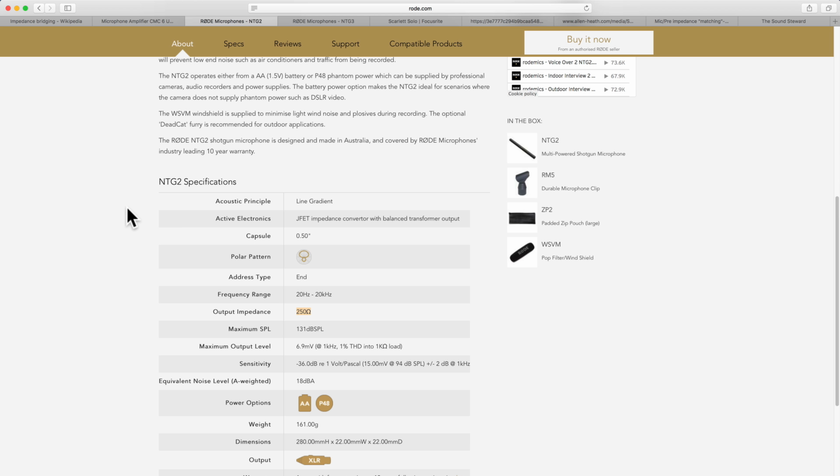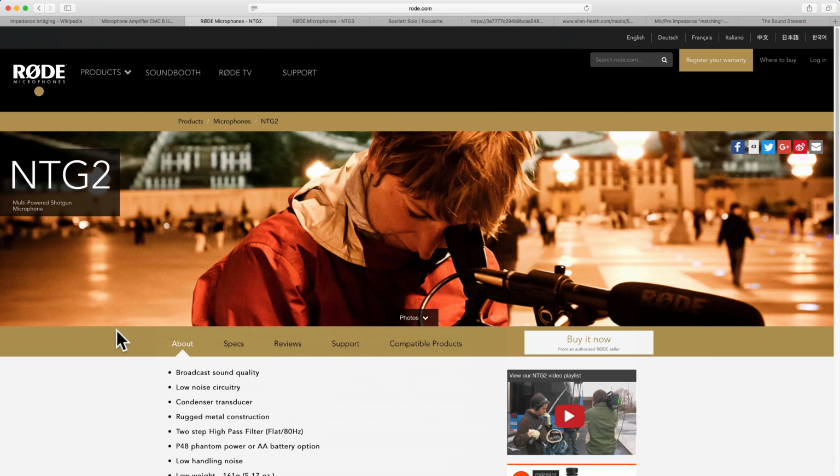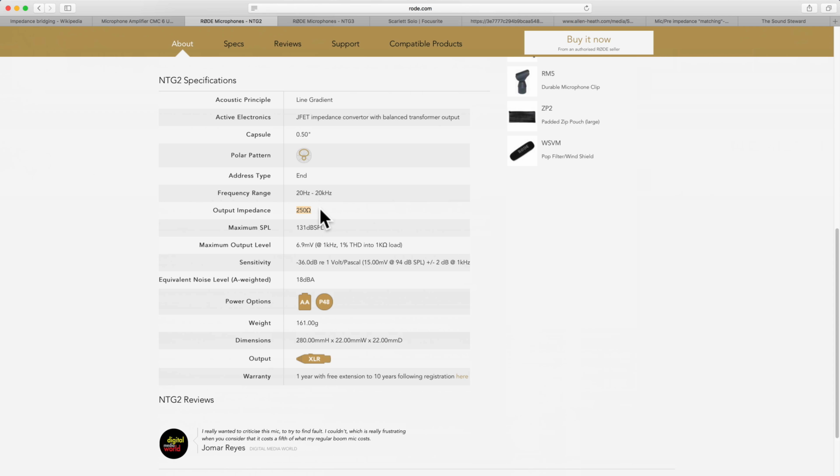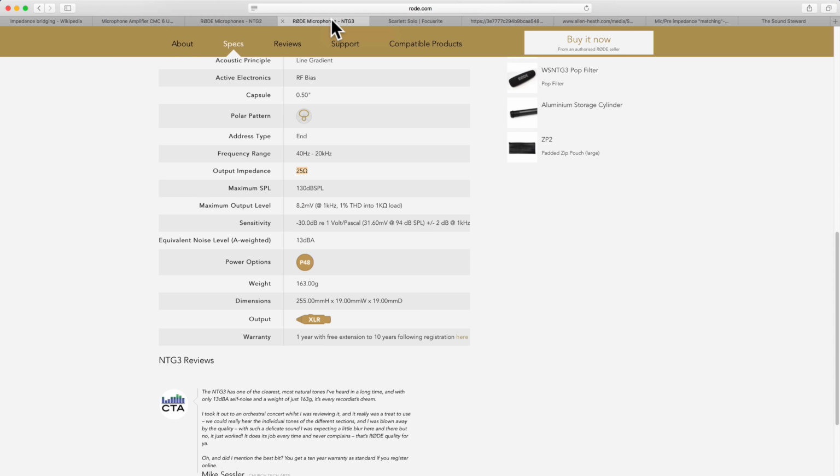Just for comparison, here is a more consumer-oriented microphone. This is the Rode NTG2, and its output impedance is spec'd at 250 ohms. So what that would mean in practical terms is for the best performance, you probably want to use a preamplifier that has an input or load impedance of 2,500 ohms or greater to get that bridging impedance match. Or it's not actually a match, it's a bridge.